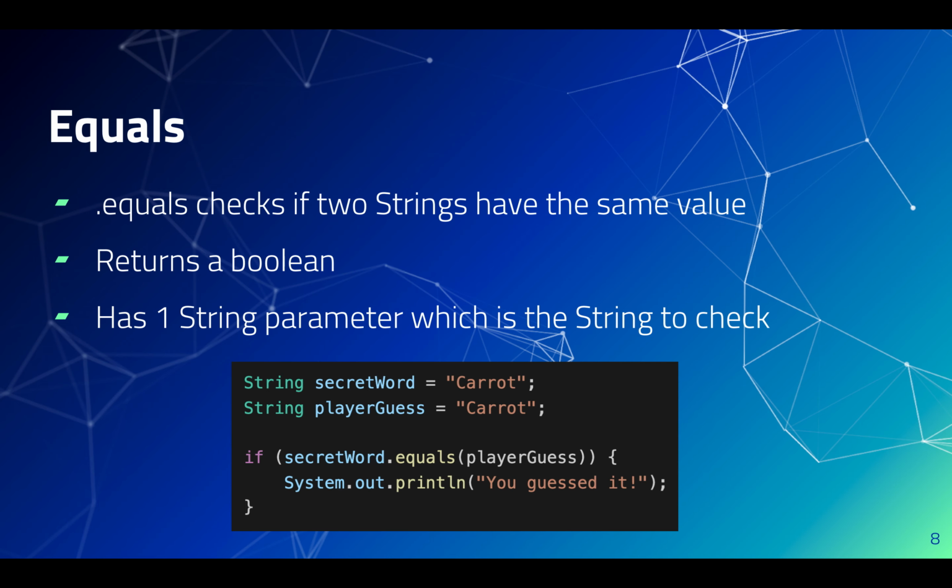This means the player correctly guessed the secret word. We can check if they guessed it by using an if statement and then print something if they did. So we have secretWord.equals(playerGuess).